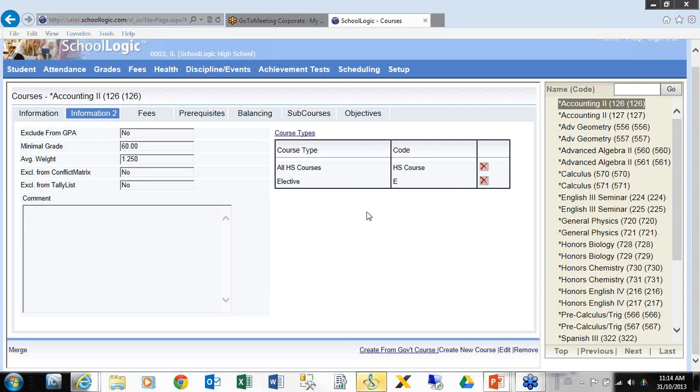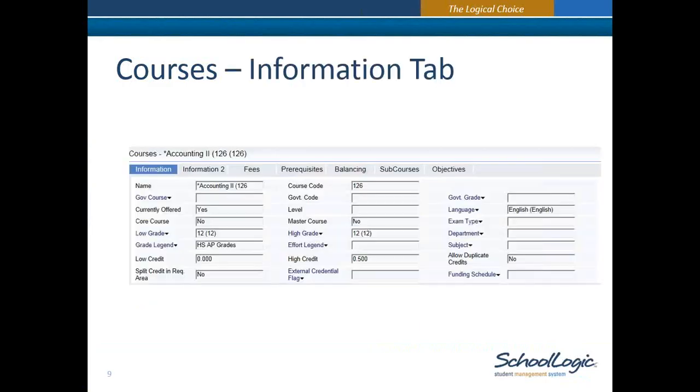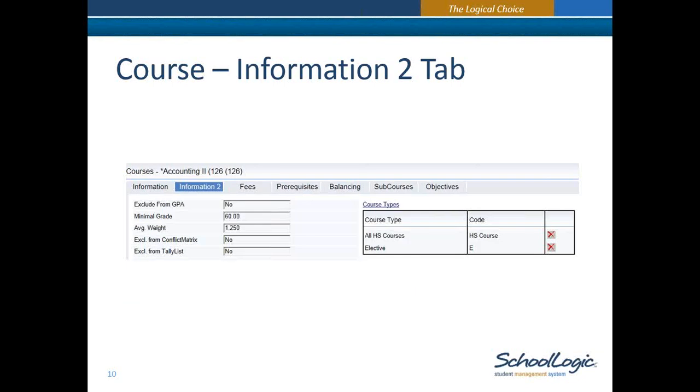Over on the right-hand side of the page, this is where we are assigning, for this particular course, the different course types that are going to be used for graduation requirements. For this particular course, all high school courses and the elective area. So there are two different areas where this course could contribute credit dealing with graduation requirements. And of course, this is the same screen that I was just showing you.